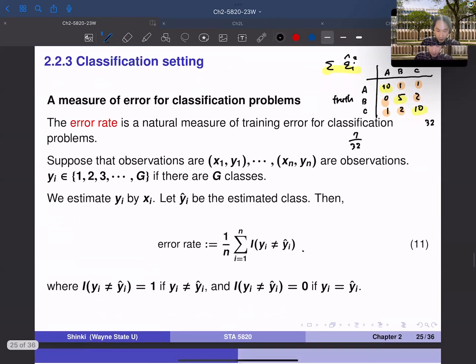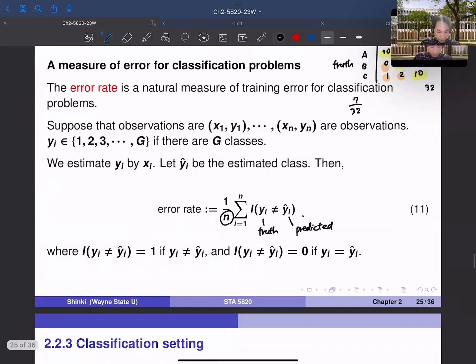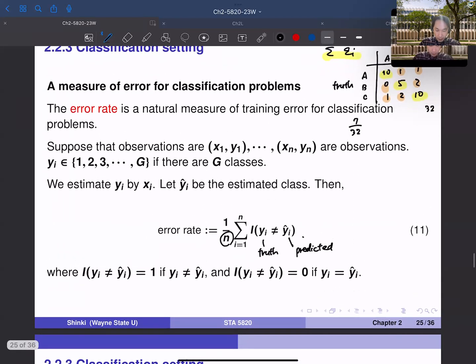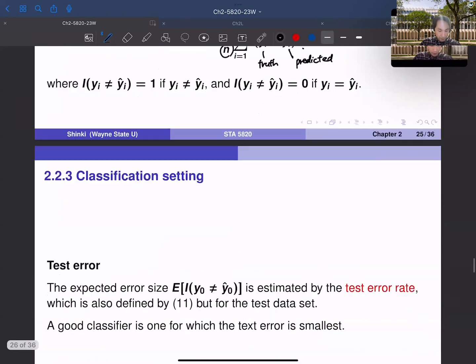If we use the notation y_i for the truth, and y_i hat for the predicted category, then if they are not equal, we give 1, and if equal, we give 0. Then we take the summation and divide by the sample size. So that is the error rate. This is the simplest way.